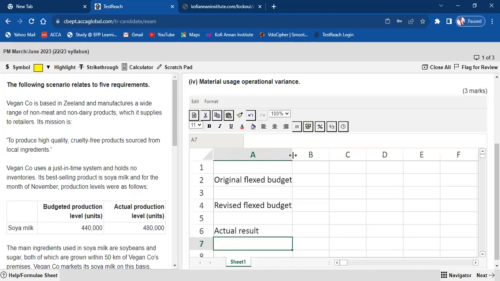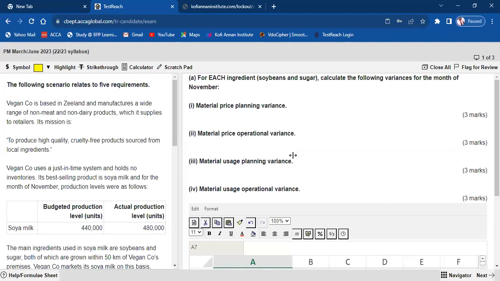The difference between the two budgets, original and revised, is the planning variance. And the difference between the revised and actual is the operational variance. That's a revision point for you. If you don't remember this, go back and watch the recorded lectures. Quickly, don't spend too much time on that. Quickly, and practice questions. Do these calculations for each ingredient, soybeans and sugar.